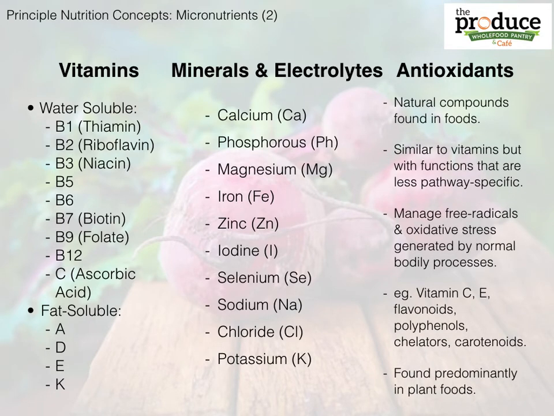Antioxidants are natural compounds found in foods that, once ingested, play a really important role in managing free radicals or oxidative stress in the body. They're similar to vitamins, but they tend to work all around the body wherever needed, whereas vitamins often have pathway-specific functions. Some examples of antioxidants include vitamins C and E, as well as beta-carotene, flavonoids, polyphenols, chelators, and other carotenoids.